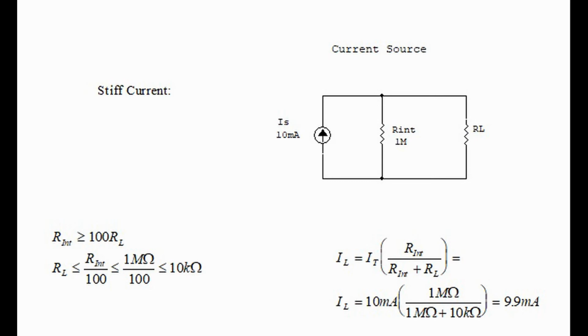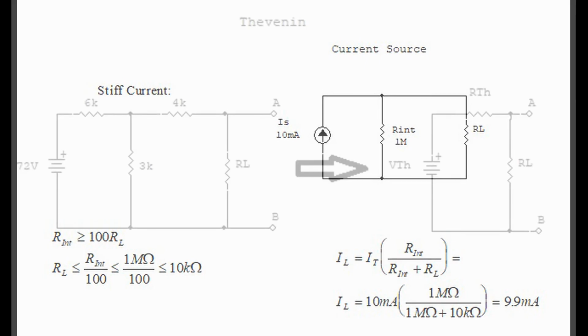We can check to see if our circuit is working better by using the current divider equation. In this case, we do the calculations, and we see that we have 9.9 milliamps being delivered to the load.